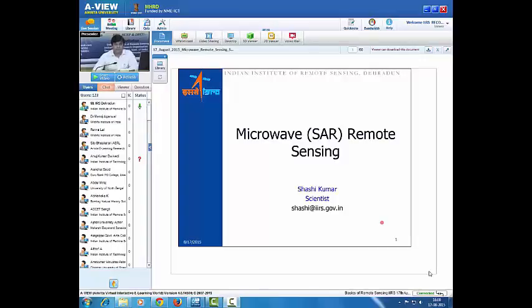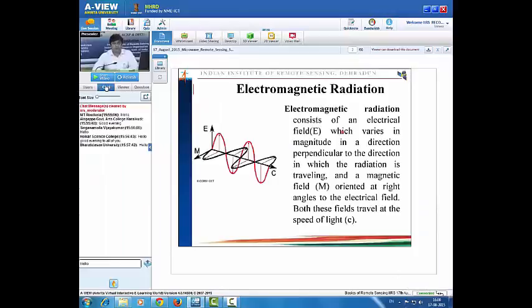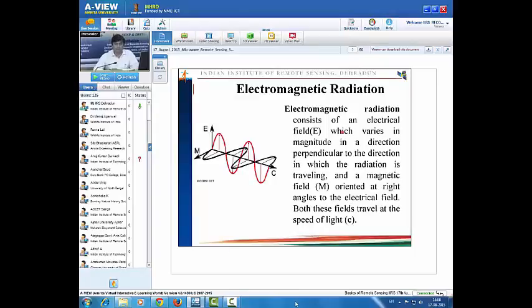Today's lecture is focused on microwave remote sensing. Particularly, we will be discussing SAR remote sensing in detail. So, we already have the information of basics of remote sensing and its application. Now, we will go in detail into SAR remote sensing.